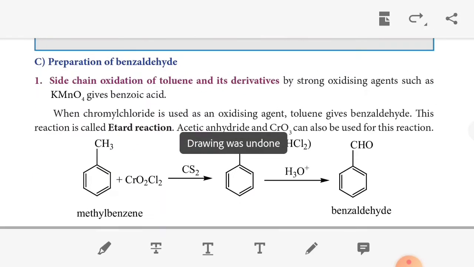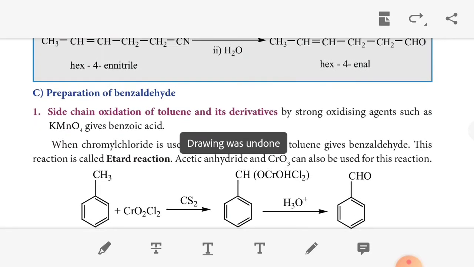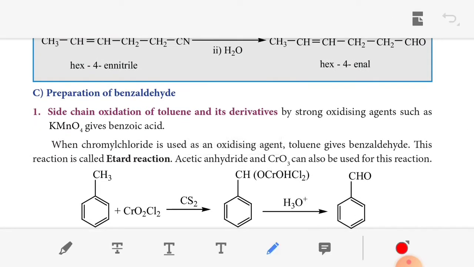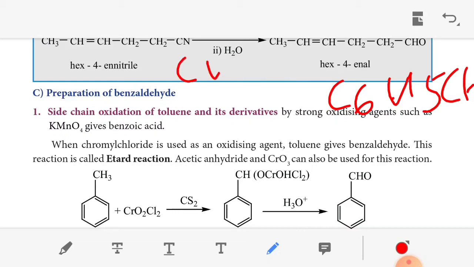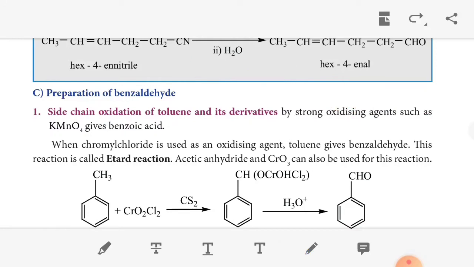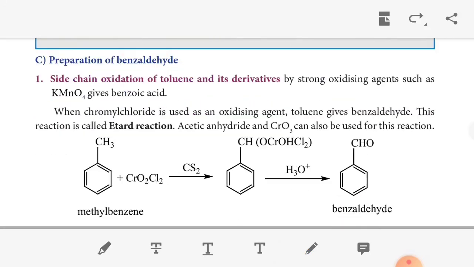The next one, preparation of benzaldehyde. Benzaldehyde is an aromatic aldehyde, the best example of an aromatic aldehyde. The formula is C6H5CHO. Aliphatic aldehyde means a linear chain; the best examples are acetaldehyde and formaldehyde, which are aliphatic aldehydes. This one is an aromatic aldehyde.